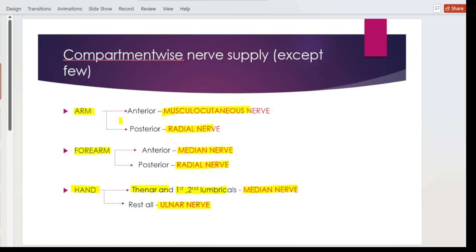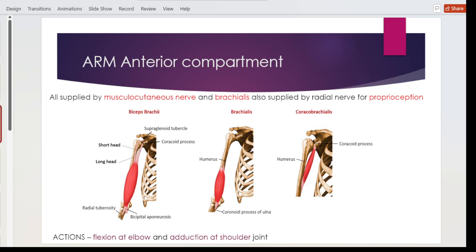Okay, arm: anterior compartment, musculocutaneous nerve; posterior compartment, radial nerve. Forearm: anterior compartment, median nerve; posterior compartment, radial nerve. Hand: thenar and first and second lumbricals, median nerve; rest all ulnar nerve. Now let's discuss it compartment wise, every muscle.